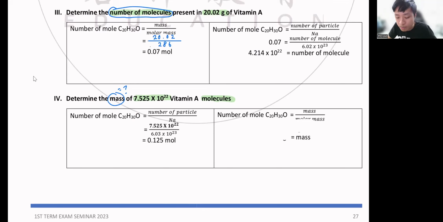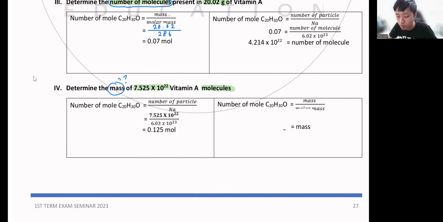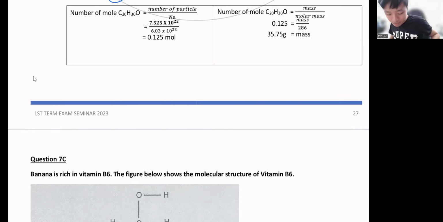Okay, 0.125 mole, then the mass is 35.75 gram. Okay, very good. I'm sure you know how to do this type of question now.